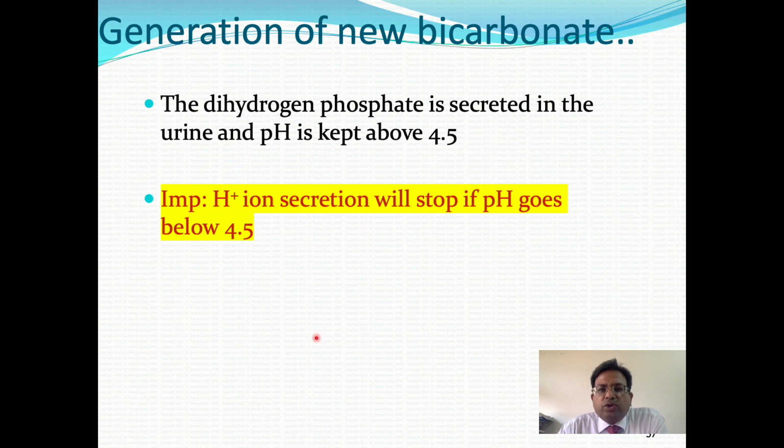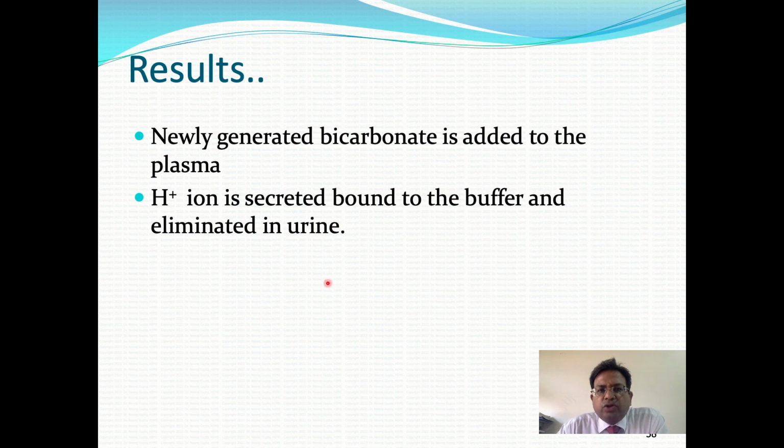Now, it is important to know that the hydrogen ion secretion will stop if the pH goes below 4.5. This is because all the monohydrogen phosphate has been exhausted, and the increased hydrogen ion concentration left in the tubule is left unbuffered. So the hydrogen ion secretion will stop if the pH goes to about 4.5. The result of this process is that the newly generated bicarbonate is added to the plasma, and hydrogen ion is secreted, bound to the buffer monohydrogen phosphate, and eliminated with the urine.